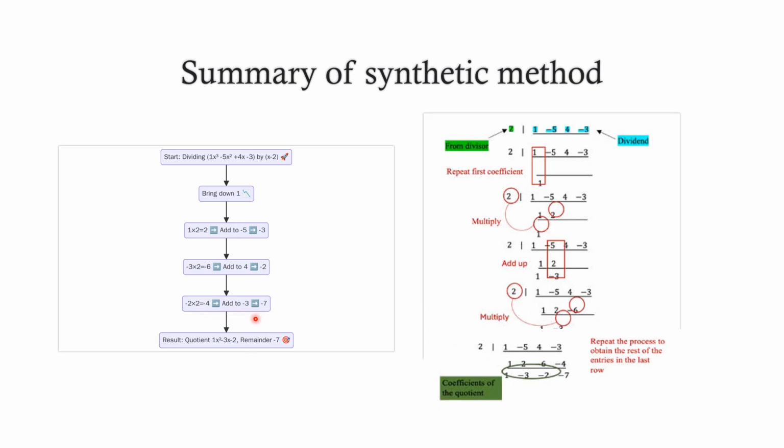Then 3 minus 3 is minus 4, not 4, minus 4. Then you add it to minus 3. So when you look at this one, add this one to minus 3. I hope you get that. So you get minus 7. That is the summary of the synthetic division of polynomial division.